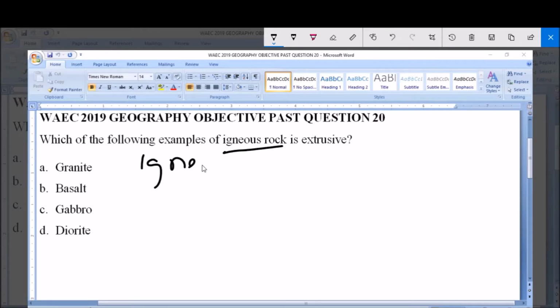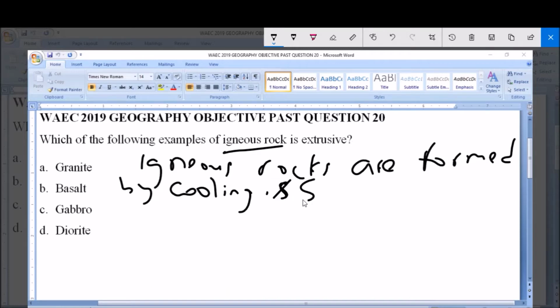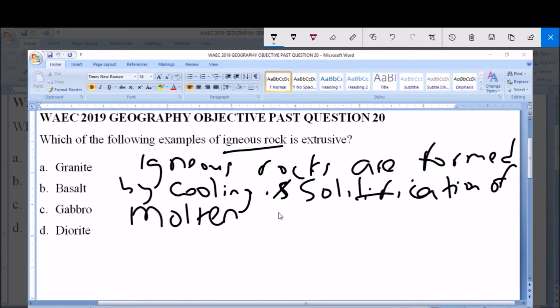rocks are rocks that are formed by the cooling and hence solidification of molten magma.